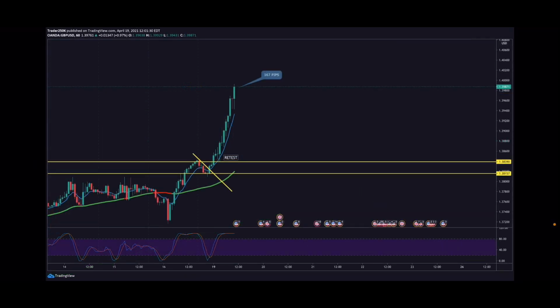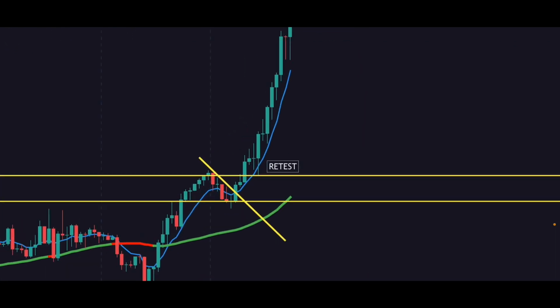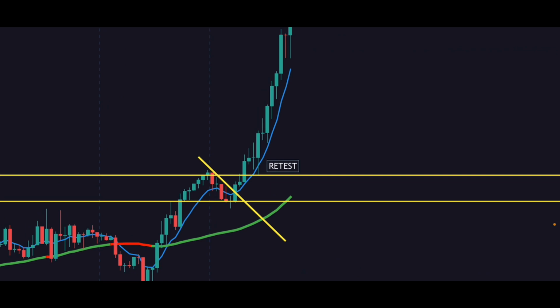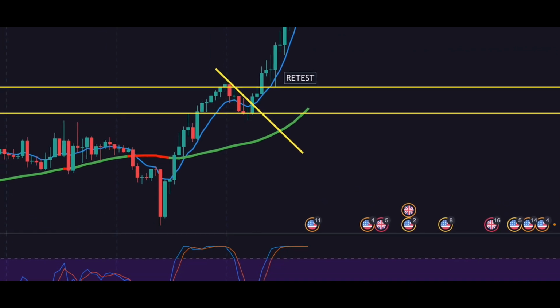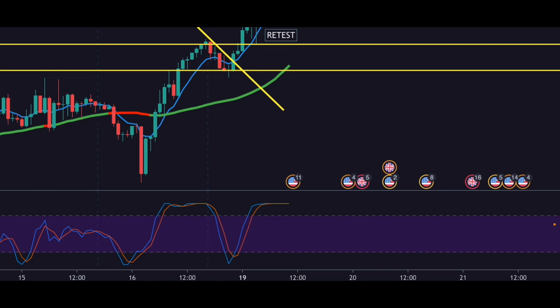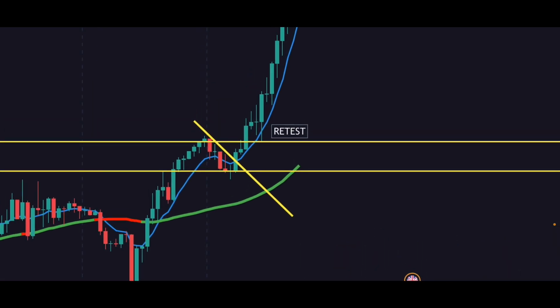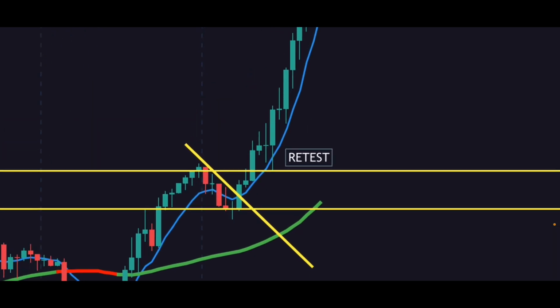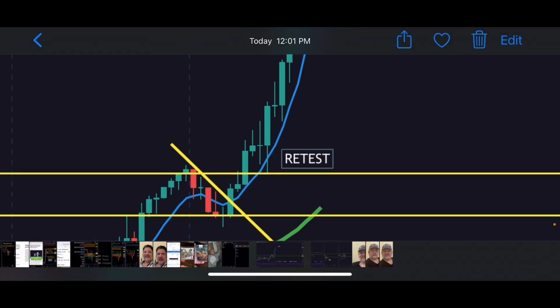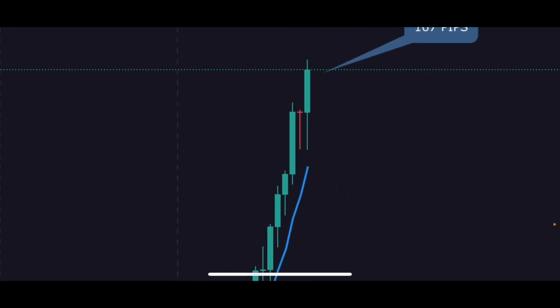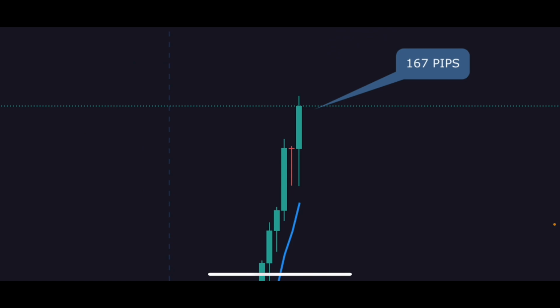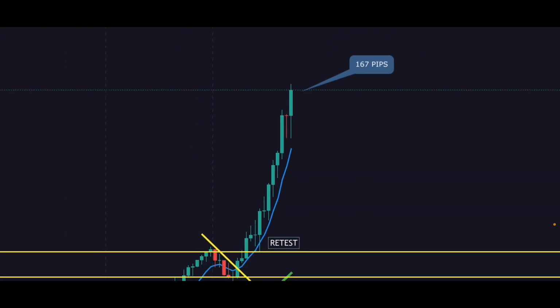So this is what we ended up with last night. And again, it broke through the trend line and it never looked back. You can see how the stochastic RSI shows how it bounced from the bottom and starts moving all the way up. And you can see the reaction once it broke through the trend line, came to the upper zone, came back and retested the upper zone, and it went for 167 pips. That was a massive, massive breakout.